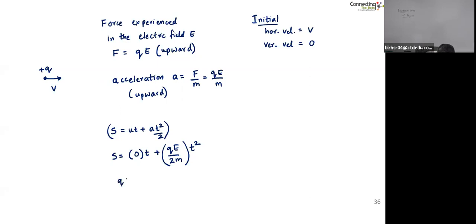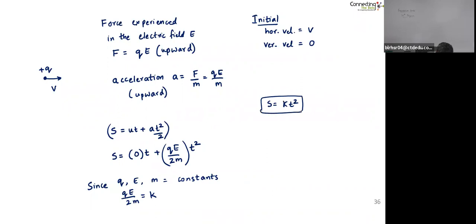Since Q, E and M are constants, they are not changing, we can simply call QE by 2M as some constant K. So we have the expression S is equal to K T square. This implies that the body begins to move in a parabolic path. This is a quadratic equation between S and time.